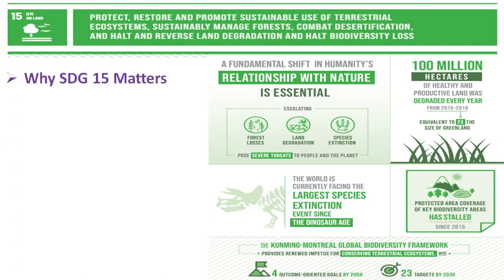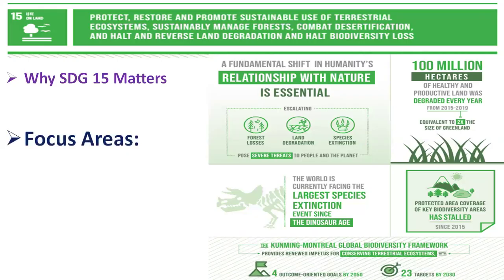So it is important because terrestrial ecosystems provide essential services such as clean air, water, and food. By protecting and restoring these ecosystems, forests absorb carbon dioxide and help regulate the climate. Protecting biodiversity is essential for the health of the planet and human well-being. Healthy ecosystems support agriculture and food production.